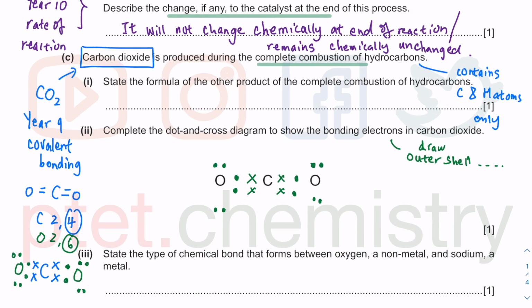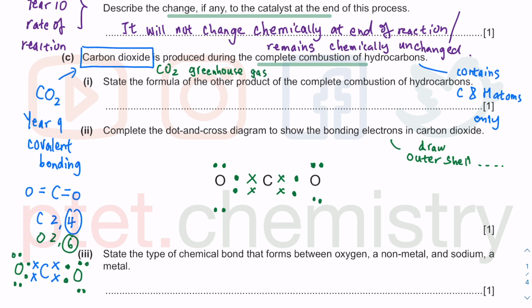So carbon dioxide is CO2. It is produced during the complete combustion of hydrocarbon. This is part of Year 10 Environmental Chemistry: complete combustion of hydrocarbon gives you carbon dioxide, which is a greenhouse gas. It can cause global warming, just like methane, CH4.